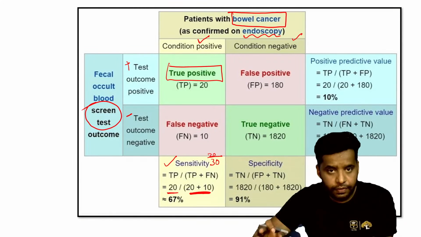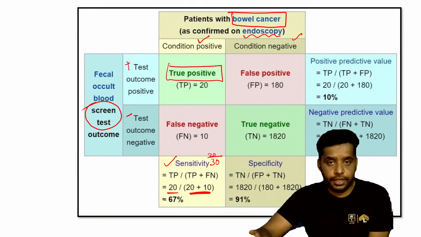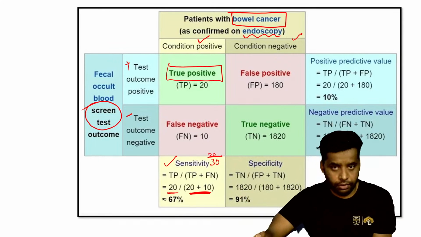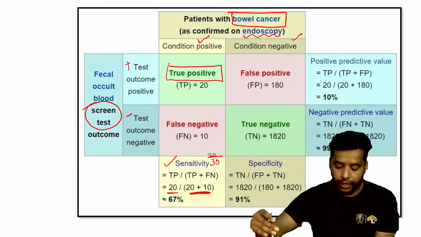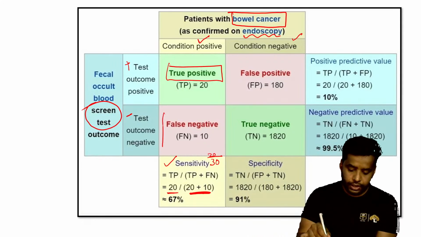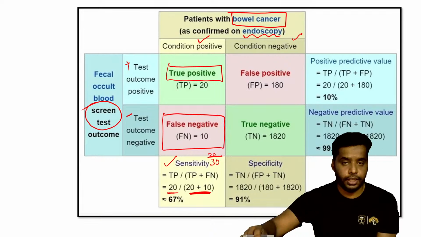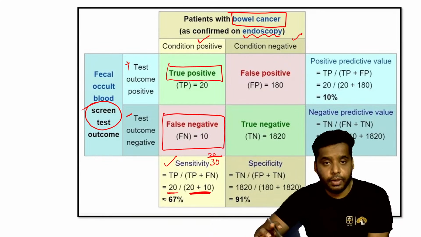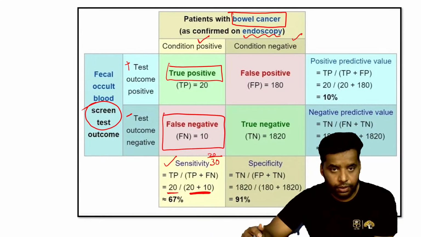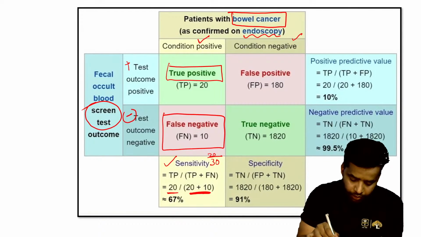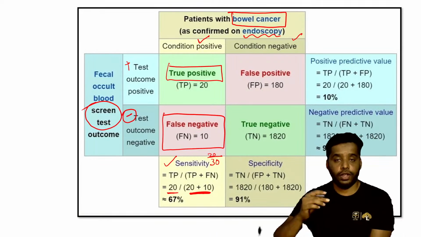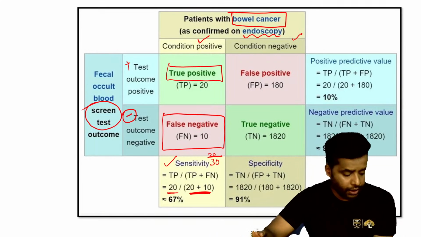What is the definition of sensitivity? Ability of a test to detect true positives. If 20 are identified, the remaining 10 are not detected. So the result the test is giving is not correct. It is a negative result by mistake, so we call it a false negative result.